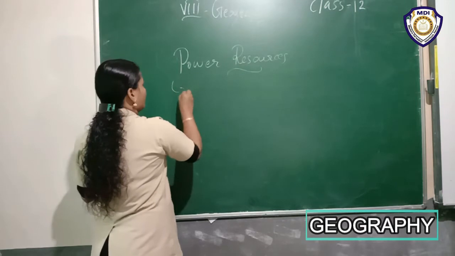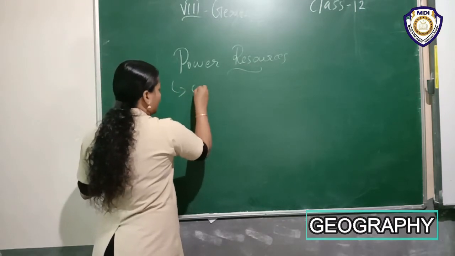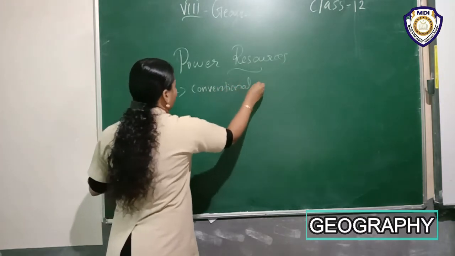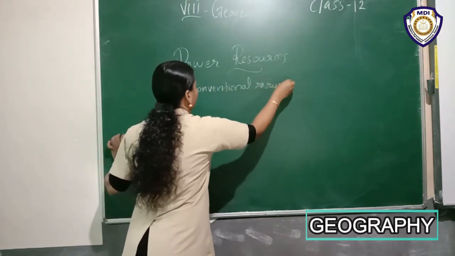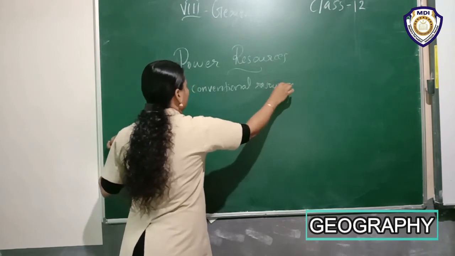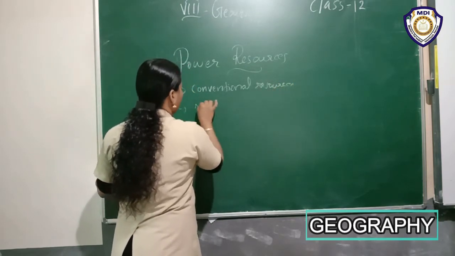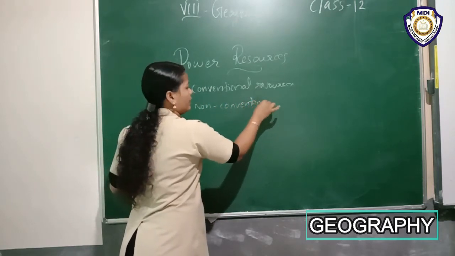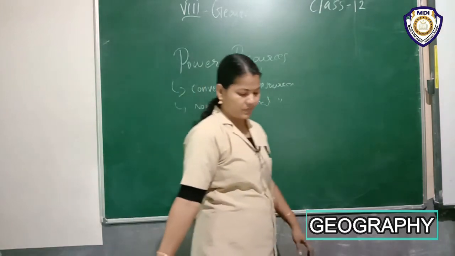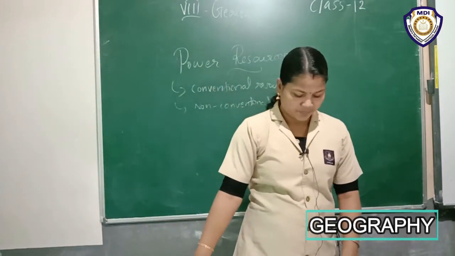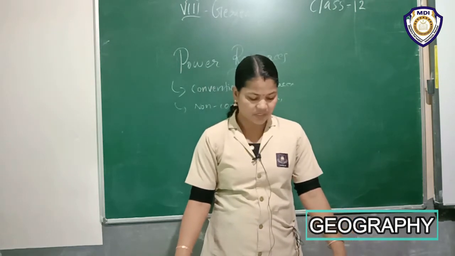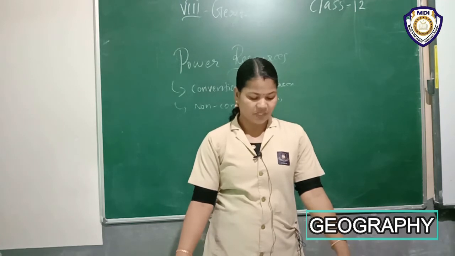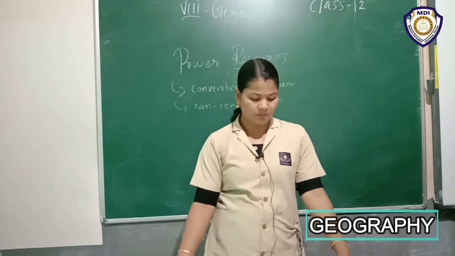Then we can classify the resources, here as conventional and non-conventional resources. Conventional resources, and the next one is the non-conventional resources. Then firstly we want to discuss the conventional sources. Conventional sources of energy are those which have been in common use for a long time.